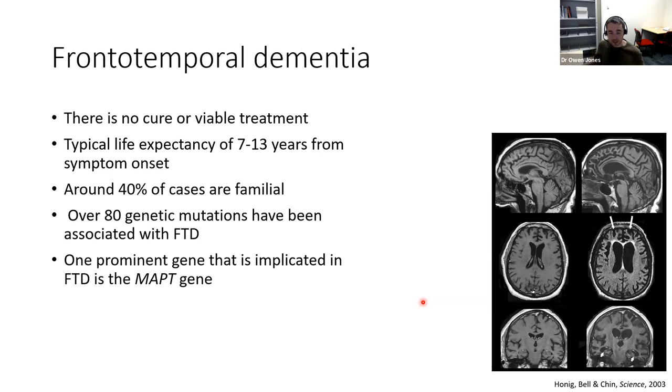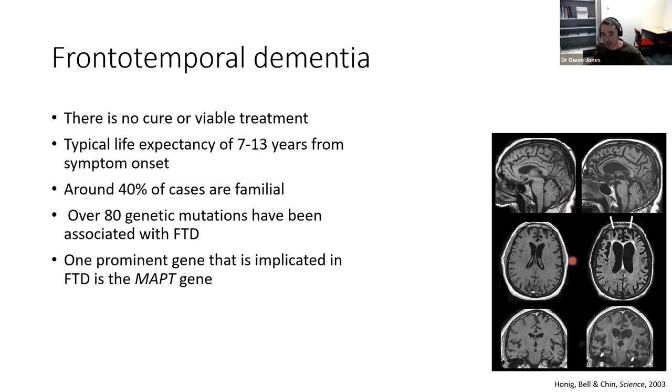Typically, from the point of symptom onset, an individual would have a life expectancy somewhere in the range of 7 to 13 years. But unfortunately, brain atrophy is inevitable, and that would then, in the end, lead to death. So if you take a look at these brain scans that we have on the right here, we have brain scans taken of an individual who had been diagnosed with frontotemporal dementia, or FTD for short.